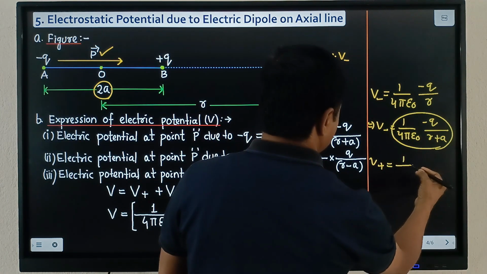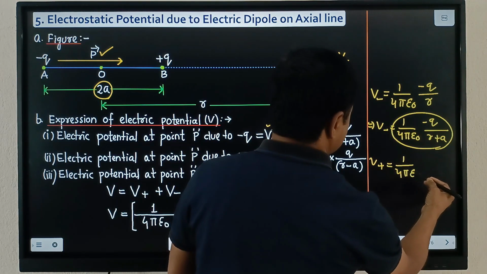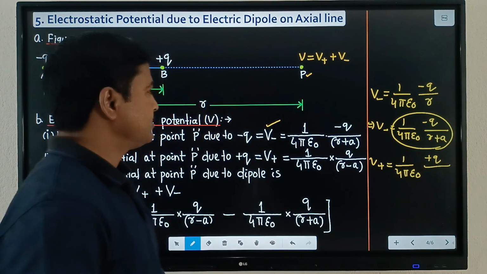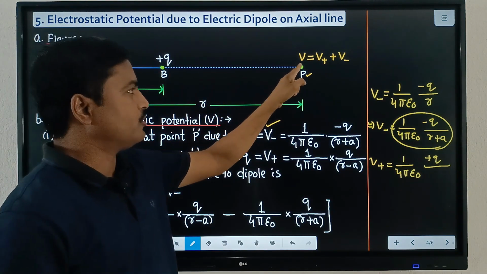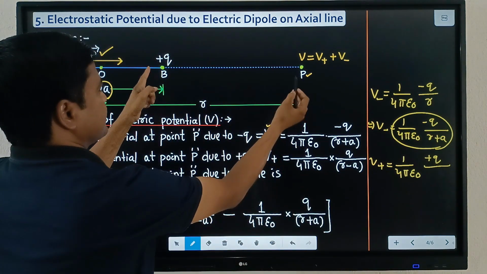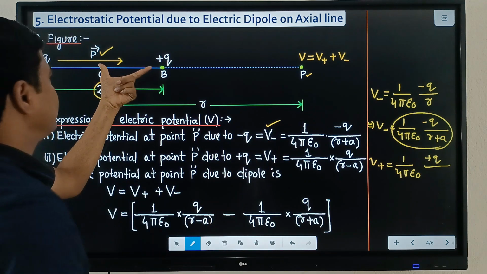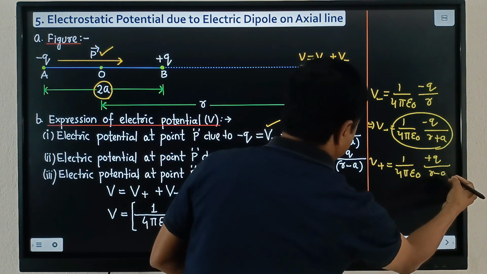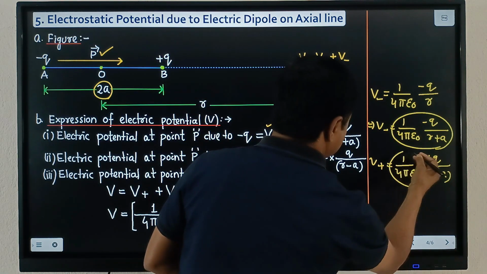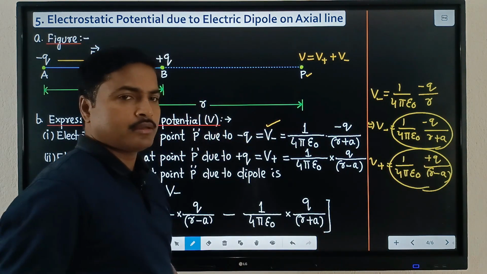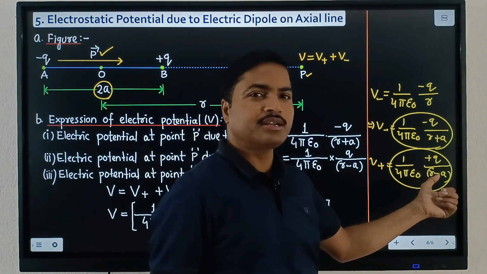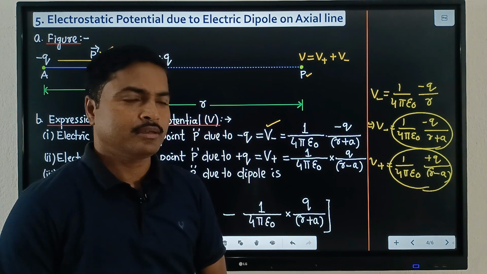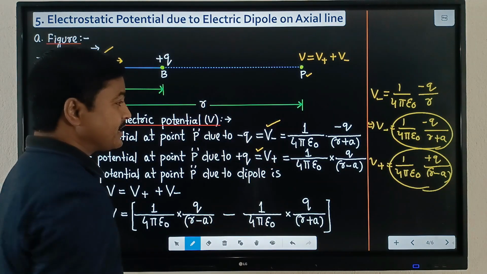V plus is equal to 1 divided by 4 pi epsilon 0, charge plus q, divided by the distance between the charge and the observation point. You know this distance is equal to r minus a. So in place of distance r, we write r minus a. This is the expression of the electric potential at the observation point due to the plus q charge. We write this as V plus.